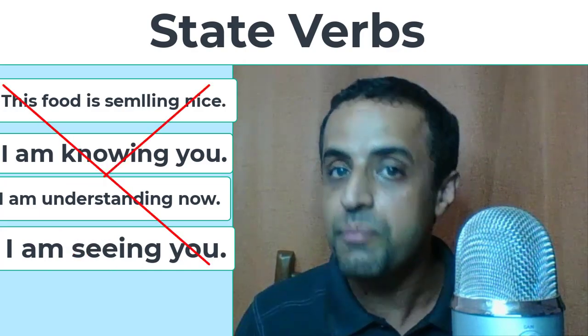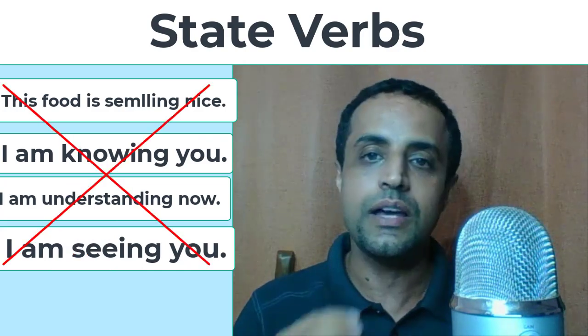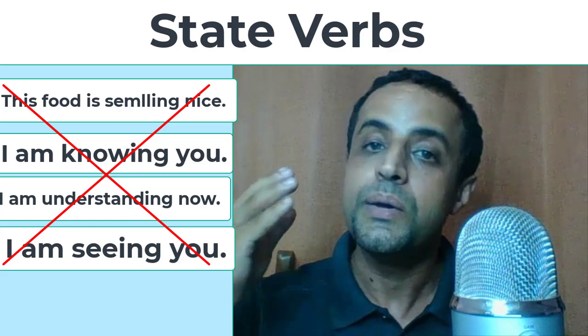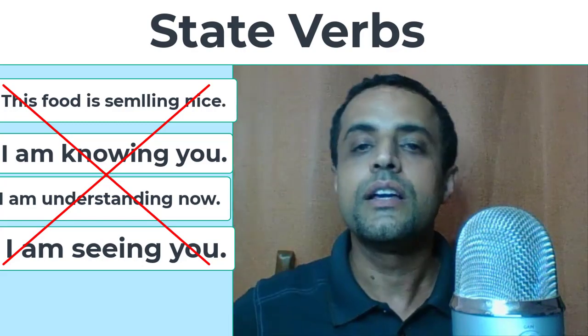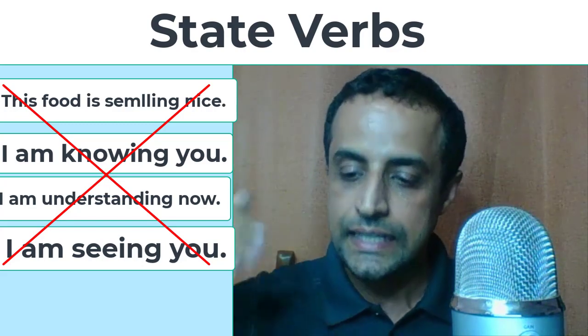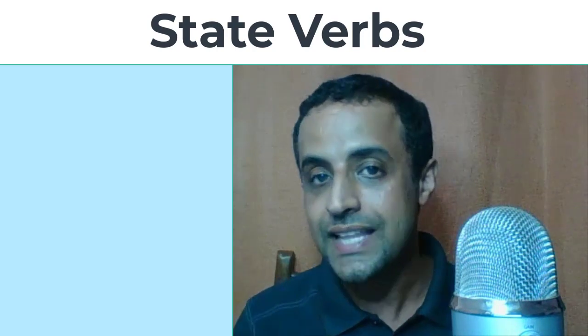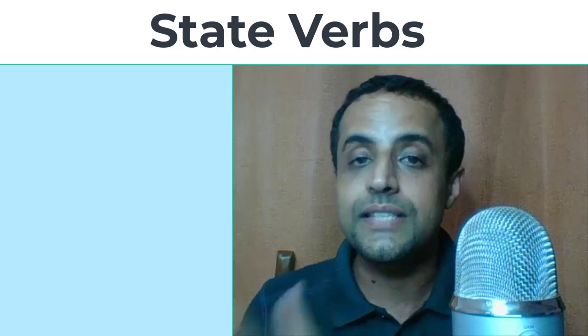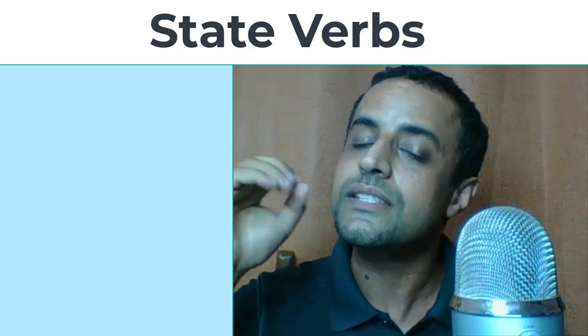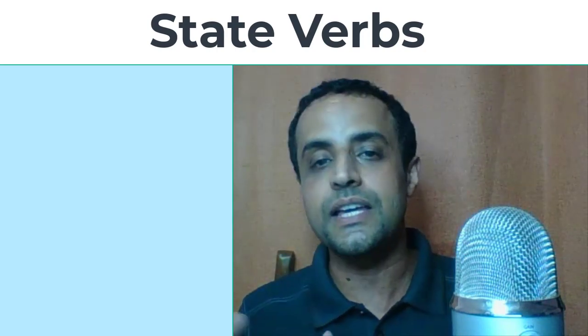So these are common errors, common mistakes that most English learners make because they think, "I see, I understand now, I should use the present continuous tense." No, you have to be very careful when you use the present continuous tense. You need to know if this is an action verb or a state verb. Also, in some cases, these verbs can be used in the present continuous tense, but when their meaning is changed, when they have action in them.